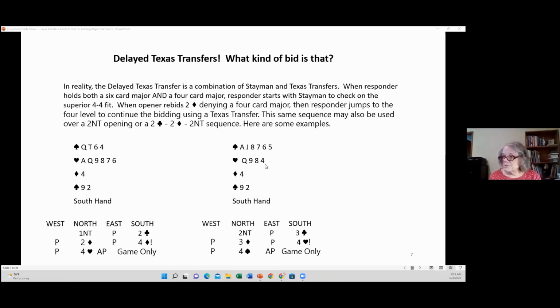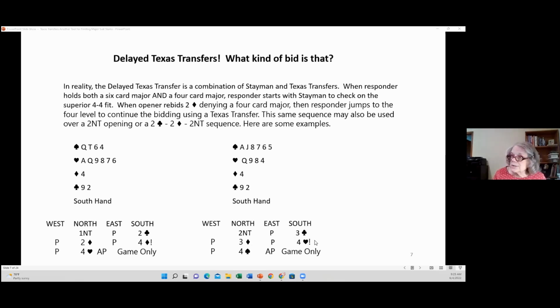Here's another example. This works over a 2 no trump opening also, except this time to bid Stayman, here I have 6 spades and 4 hearts. I start with Stayman, 3 clubs. North says, sorry, not today, partner, don't have a 4-card major.